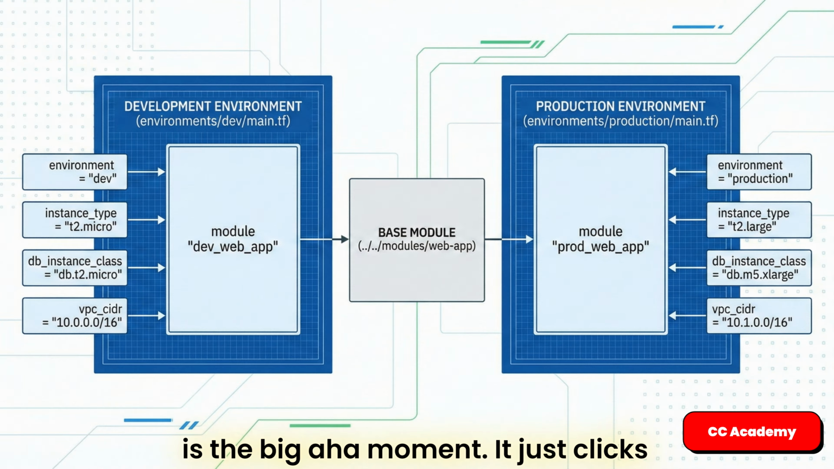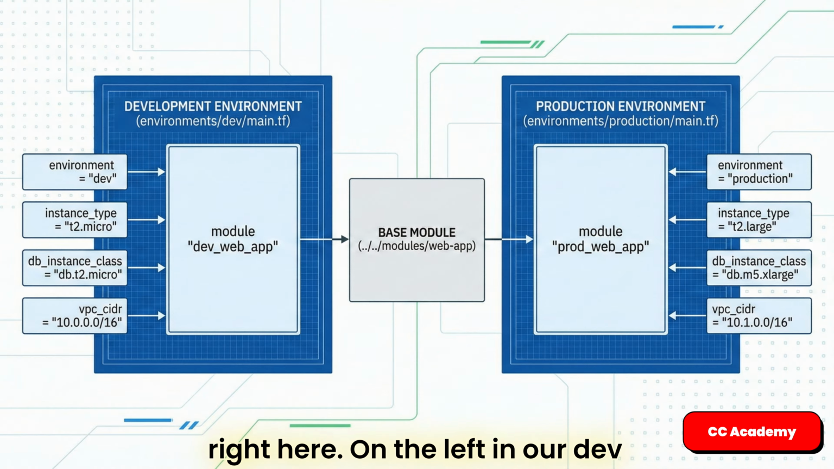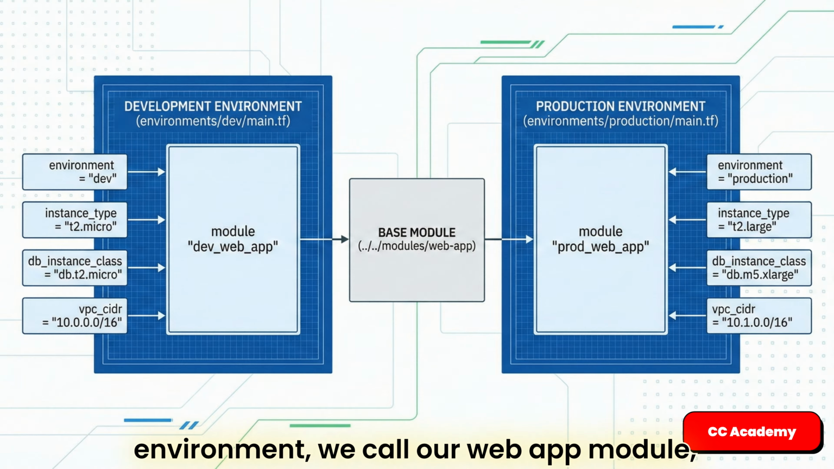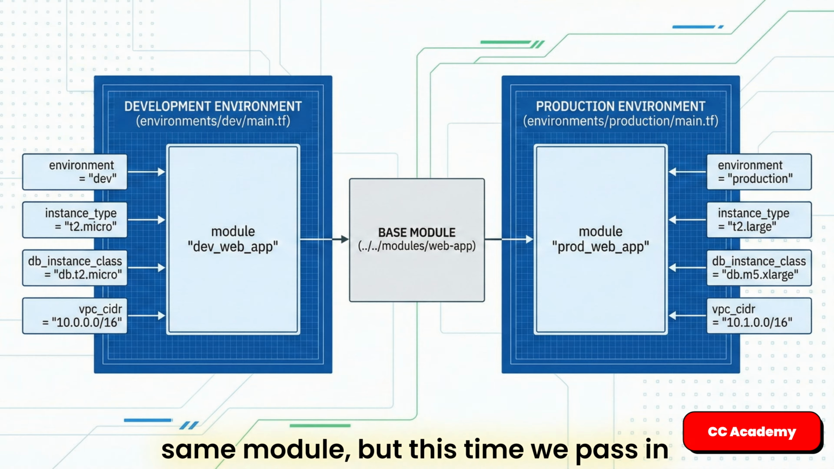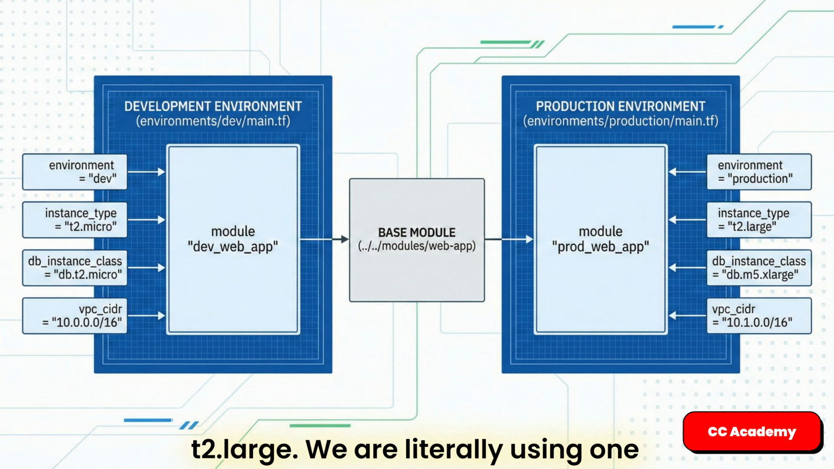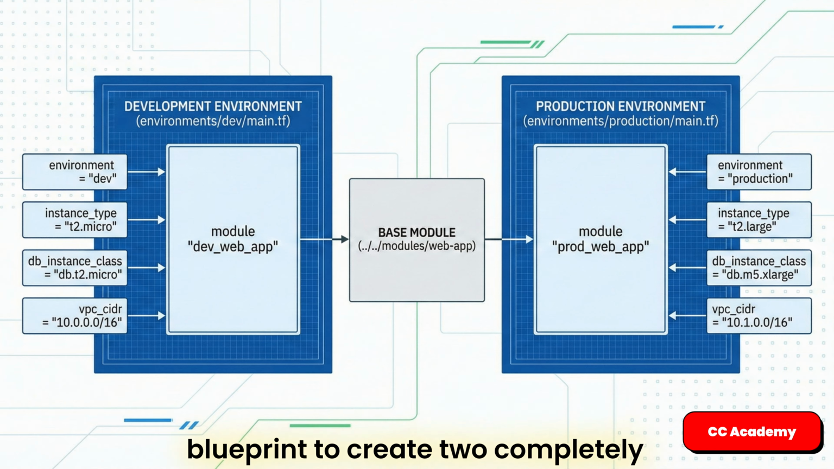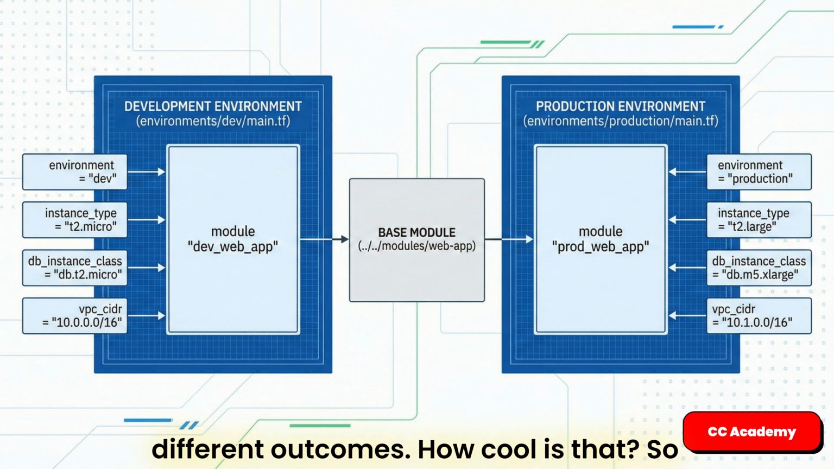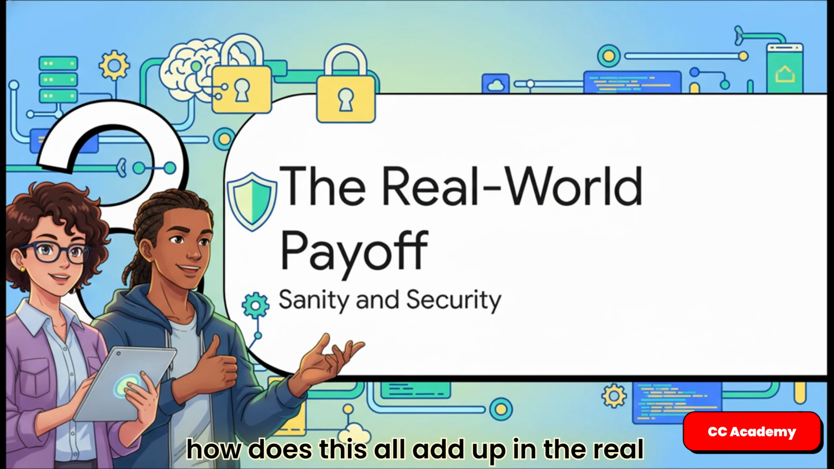And here it is. This is the big aha moment. It just clicks right here. On the left, in our dev environment, we call our web app module, and we just pass in t2.micro for that instance type variable. Then on the right, for production, we call the exact same module, but this time we pass in t2.large. We are literally using one blueprint to create 2 completely different outcomes. How cool is that?